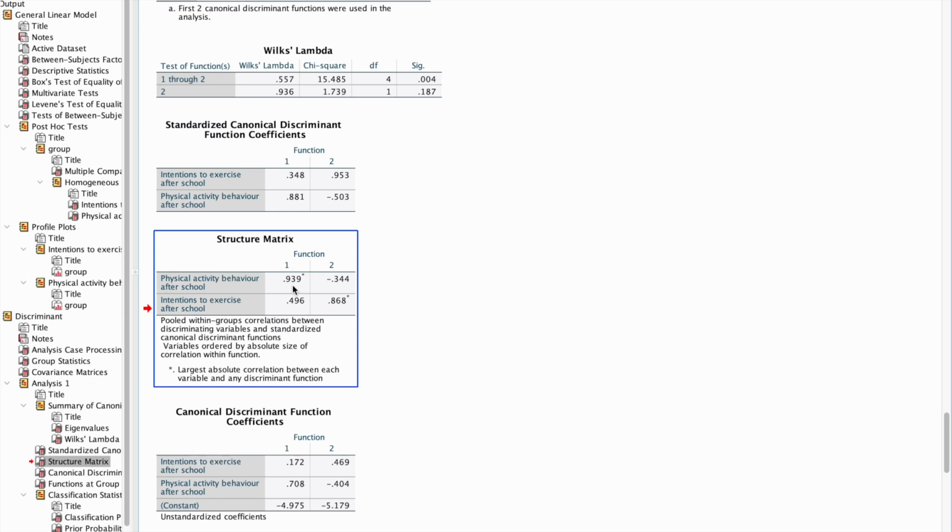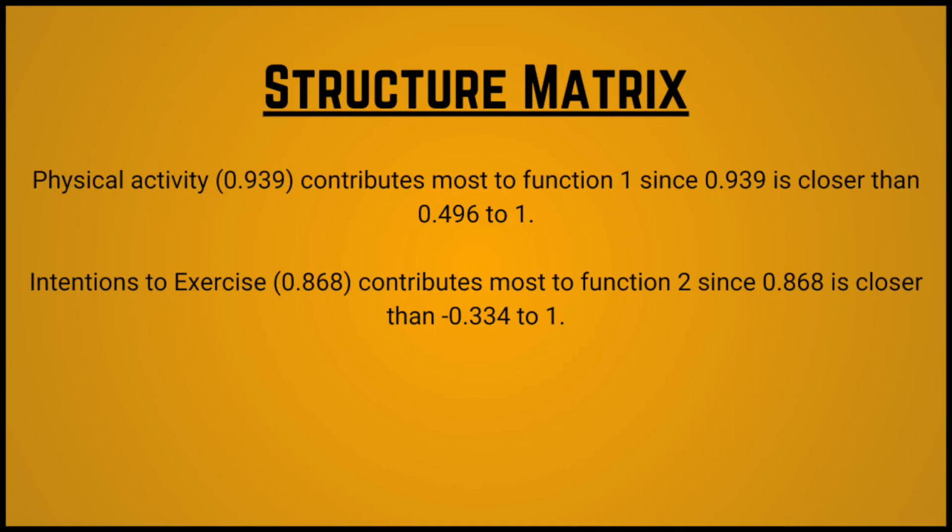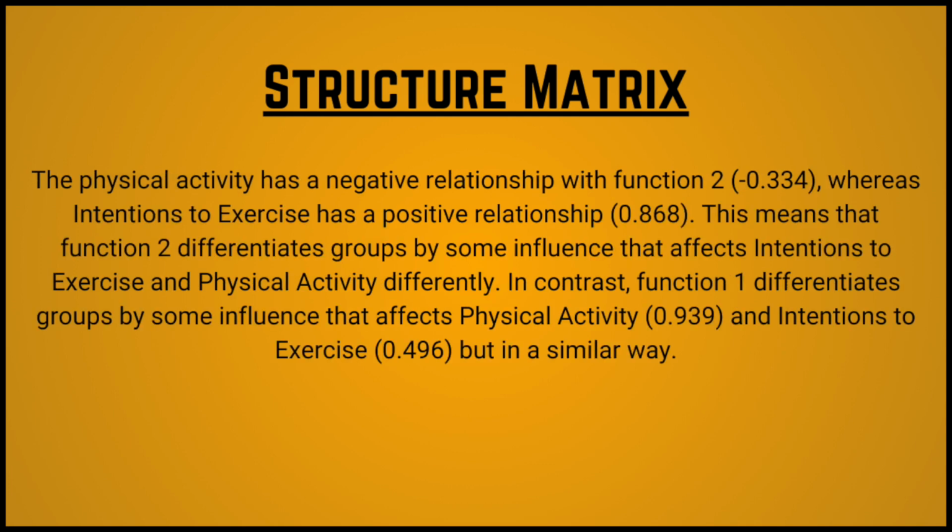When looking at the structure matrix, we are looking for the score that is closest to either -1 or +1. For function 1, we see that physical activity has the highest score with 0.939, and for function 2 it is the intentions to exercise as the highest score with 0.868. The way we would write this is physical activity 0.939 contributes most to function 1, since 0.939 is closer than 0.496 to 1. Intentions to exercise 0.868 contributes most to function 2, since 0.868 is closer than 0.334 to 1.